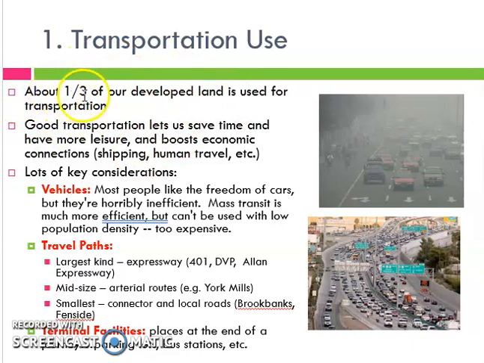Again, the important part is it's 1/3. Transportation land use is 1/3 of our land use. It's about transportation, so the movement or shipping of goods, and it's human travel. Some examples are 401, bus routes, parking lots, bus stations, and then identify different types of travel paths, so largest, mid-size, and smallest. So pause now and do that.